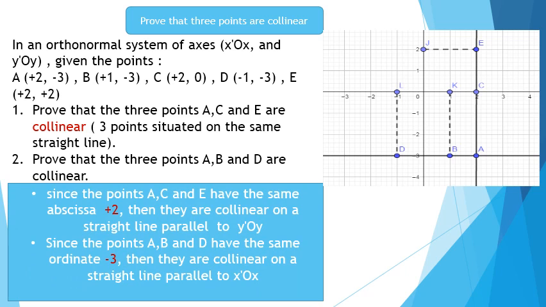How to answer? Since the points A, C, and E have the same abscissa, which is +2, then they are collinear on a straight line parallel to y prime y.